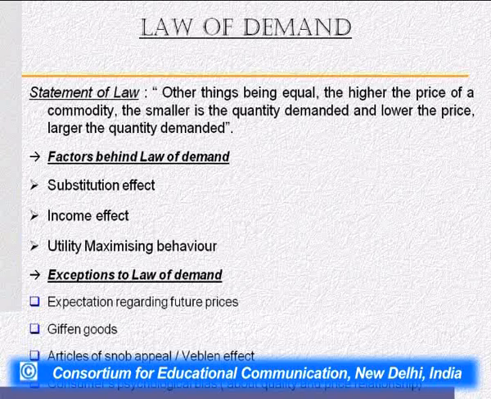Some types of bias about the quality and price relationship. The third one is articles of snob appeal and Veblen effects. So these are all the exceptions to the law of demand, where the relation of price and demand is not very much equal to the law of demand.